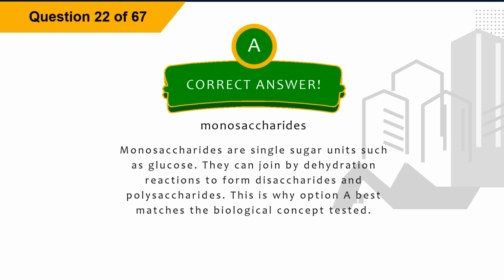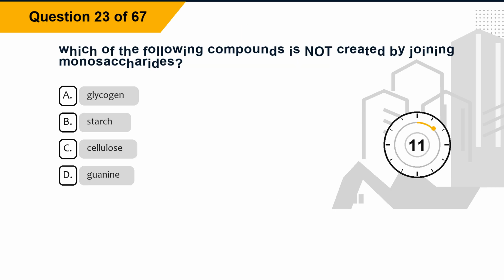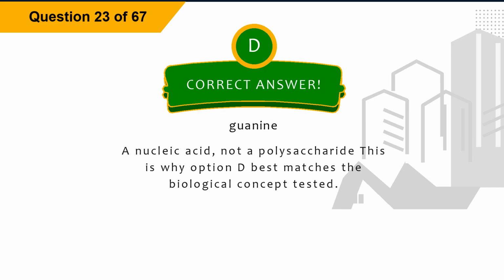Explanation. Monosaccharides are single sugar units such as glucose. They can join by dehydration reactions to form disaccharides and polysaccharides. This is why option A best matches the biological concept tested. Question 23. Which of the following compounds is not created by joining monosaccharides? Option A, glycogen. Option B, starch. Option C, cellulose. Option D, guanine. The correct answer is option D, guanine.